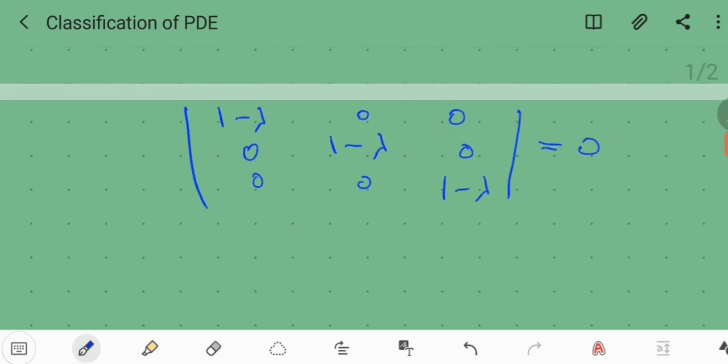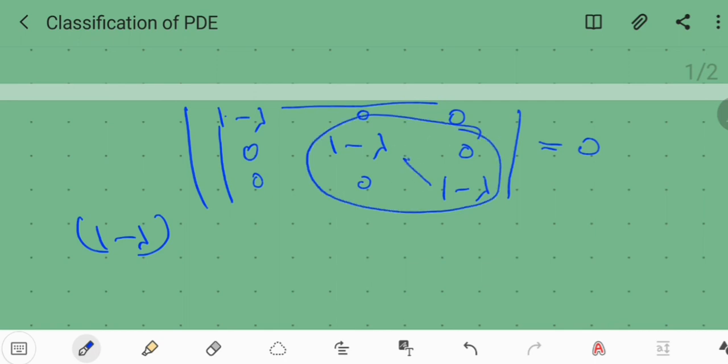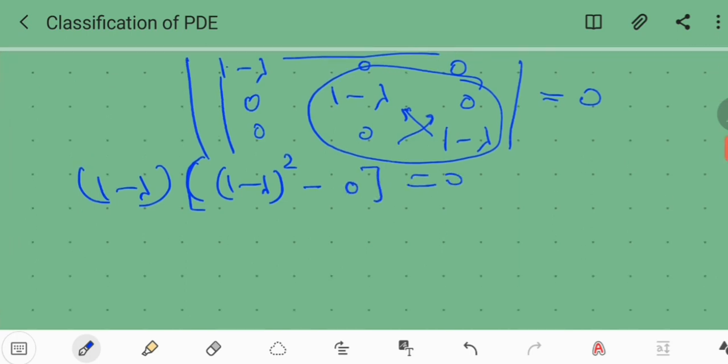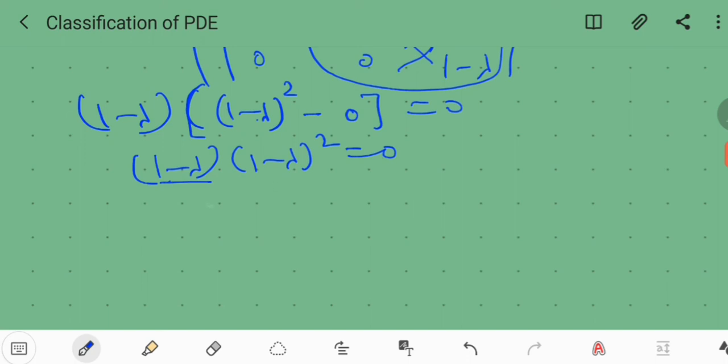Now you need to find out the determinant. How will you find it? First 1 minus lambda, then you hide this row and this column. What is left? This thing. Just multiply it: 1 minus lambda into 1 minus lambda, that means square. Minus is in the formula, 0 multiplied by 0 is 0, right? So you have 1 minus lambda, then 1 minus lambda squared equals 0. You can split this into 1 minus lambda, 1 minus lambda, 1 minus lambda.